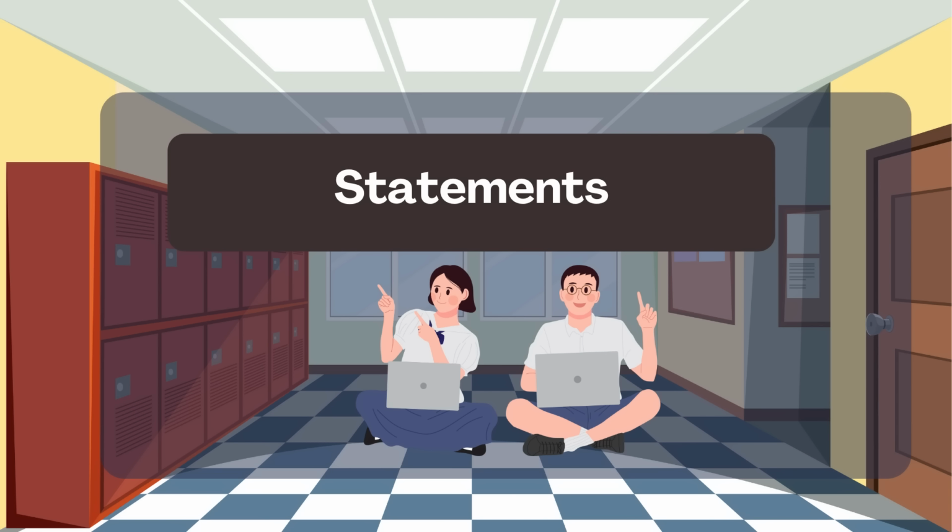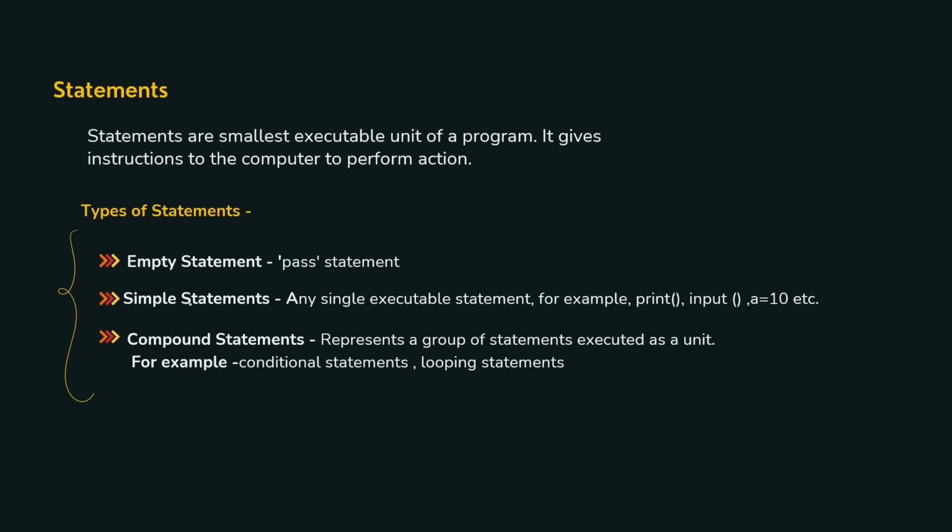We will continue our discussion with the types of statements. The first is the empty statement. Pass is an empty statement in Python. According to the syntax of Python, we must write some code, but at this moment I don't have any code to write. In that case, we can write the pass statement. The second type is the simple statement. We can also call it a single statement, like print, input, and a equals 10 is also an example of a simple statement. Moving ahead to the third one, that is the compound statement. It's a unit, or we can say a group of statements, like conditional statements and looping statements.